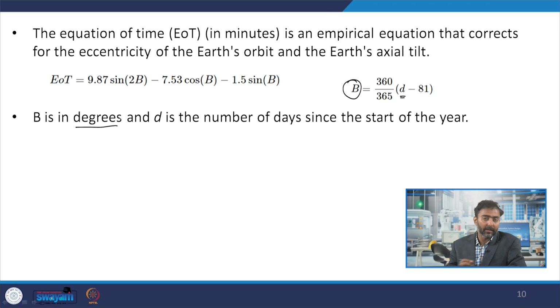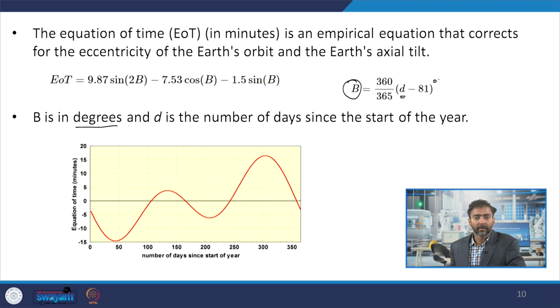You have to be careful about that also. Sometimes students confuse between degrees and radians, but here the B which you get will be in degrees, and that B you put in the EOT, and you can find out the equation of time correction on a given day. And again, as you can see here, this is irrespective of the location. So whether you are in the northern pole or equator or southern hemisphere, wherever you are, the equation of time value or time correction with respect to this factor is same for everyone on a given day.